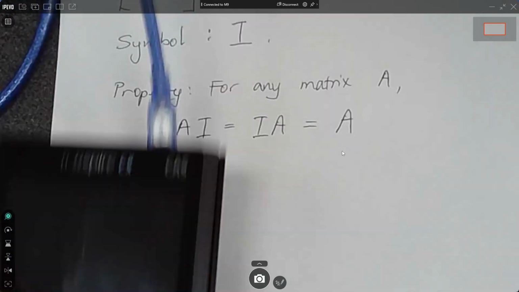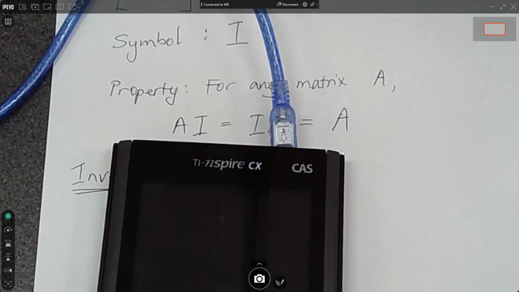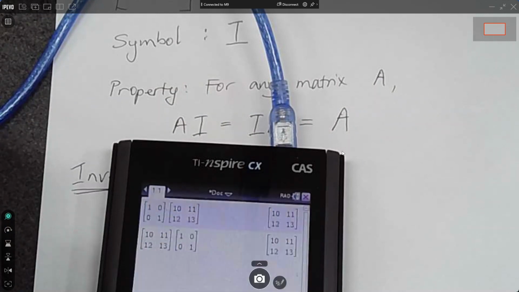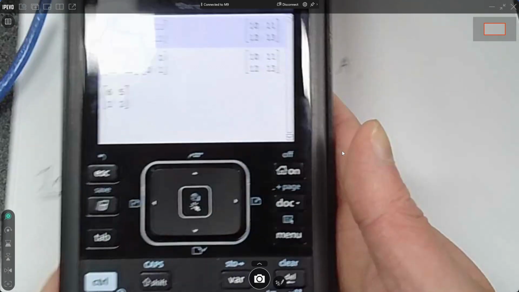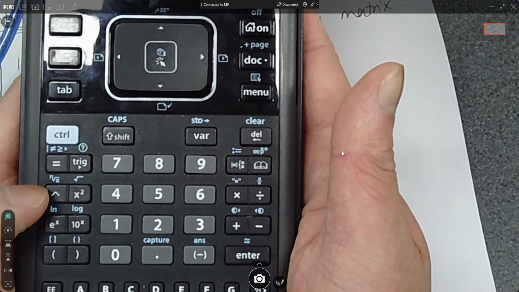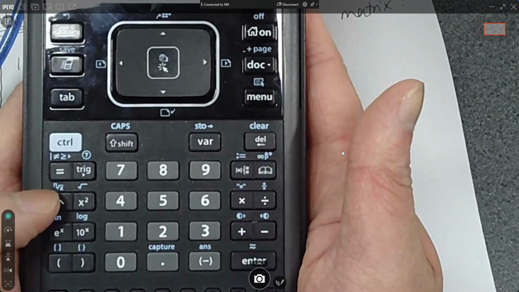Okay, year 11s. I want you to return to your calculator now. This time what I want you to do is I just want you to put in one matrix. And this time I want you to press the power button. So if you've forgotten what the power button is, it's the caret symbol next to the x squared. So it's this particular button here.